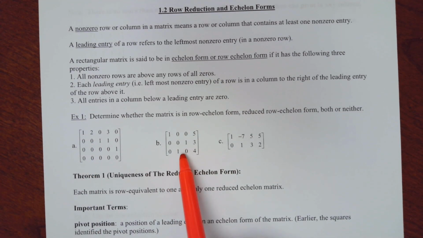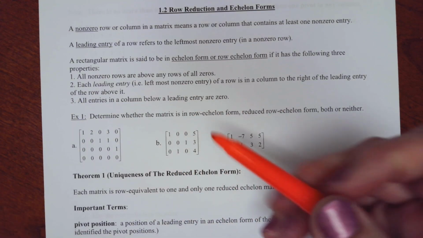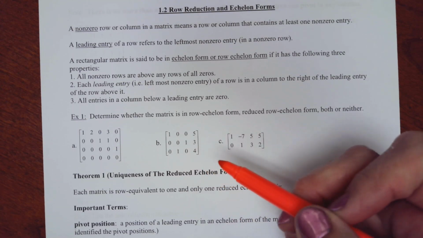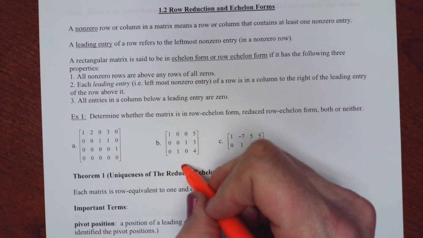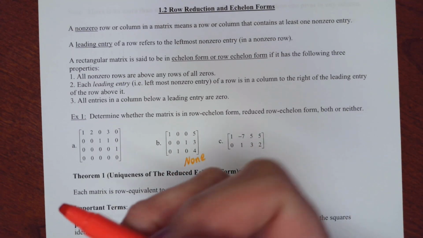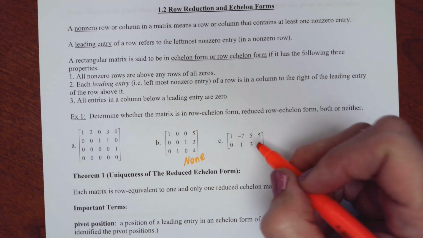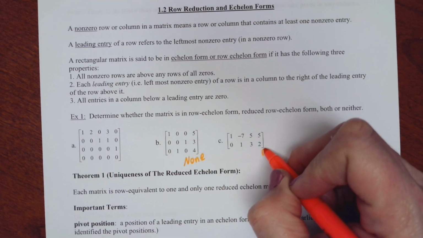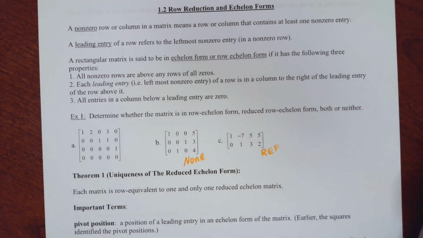So like letter B breaks that rule because this leading entry, then you got that one, that's okay, but this right here breaks. This is not in row echelon form or echelon form. But if you did switch these two rows, then you would be like, oh yeah, then it is. So this is in neither. Over here is in row echelon form, okay?